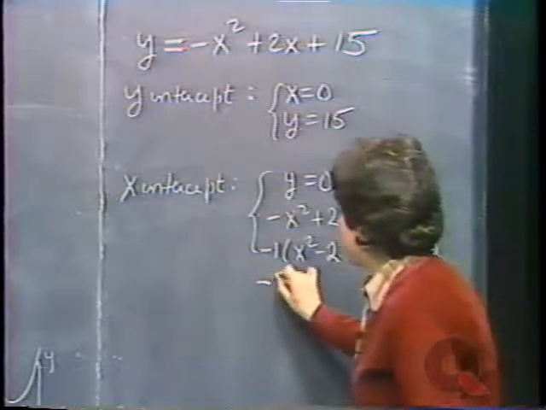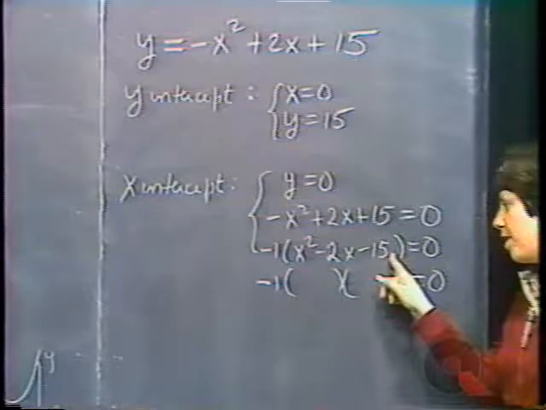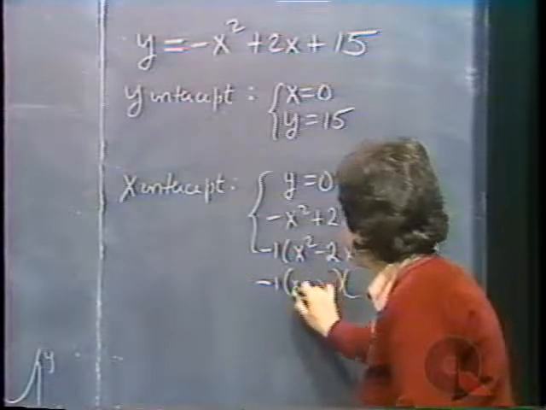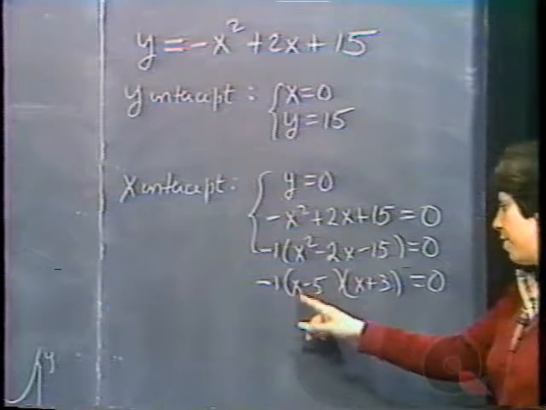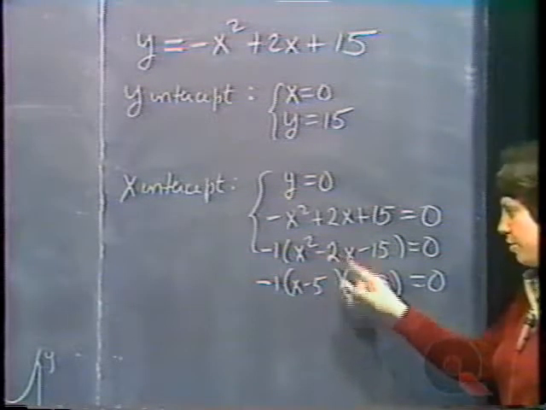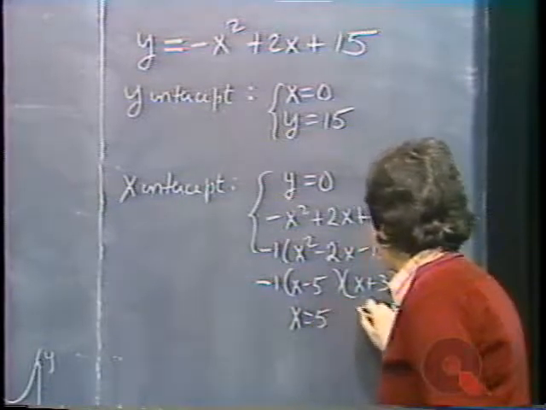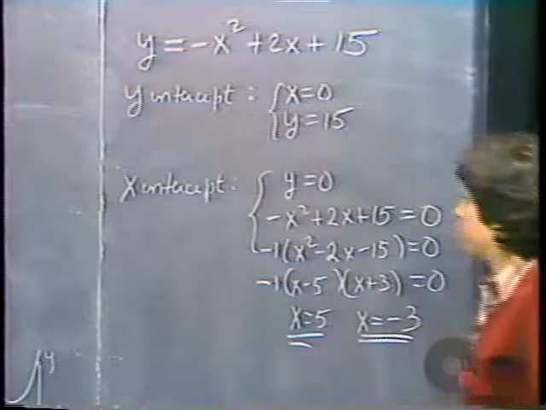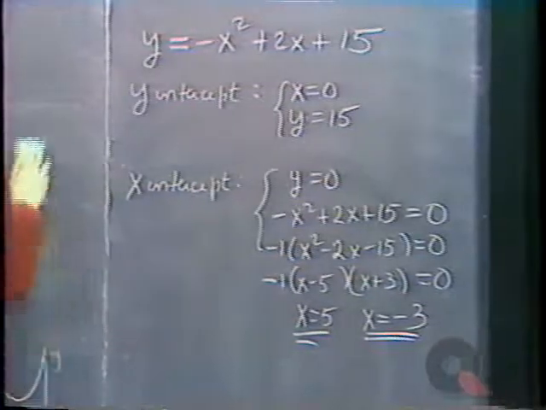And now, this is fairly simple to factor. We're looking for two numbers which multiply to minus 15 and add to minus 2, and they are, of course, minus 5 and plus 3. Checking this by FOIL, we'd have x squared plus 3x minus 5x, that's minus 2x minus 15, giving us now x equals 5, x equals minus 3, two x-intercepts. Okay, let's look at what we have so far. Let's make a sketch.